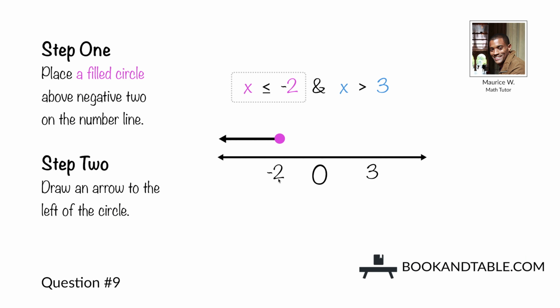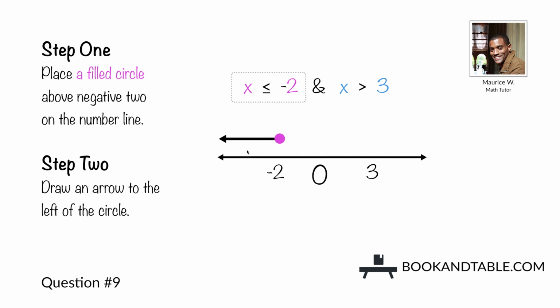So if you're provided with two separate statements, go ahead and draw the number line for each one. So step 1, we're going to work here with this first expression. X is less than or equal to -2. So that means step 1, we want to place a filled circle above -2 on the number line. Step 2, we want to draw an arrow to the left of the circle since it is less than. So this is how we represent the first expression.